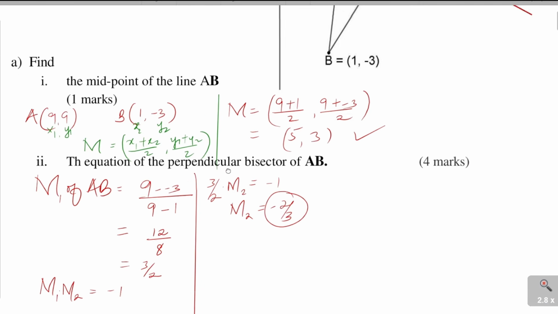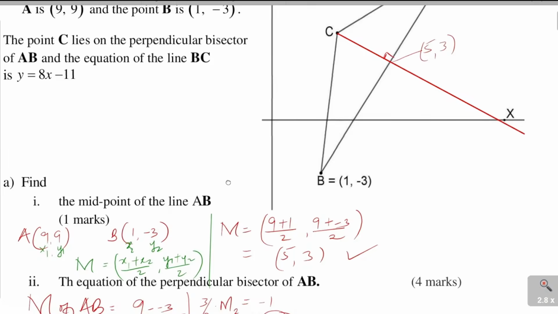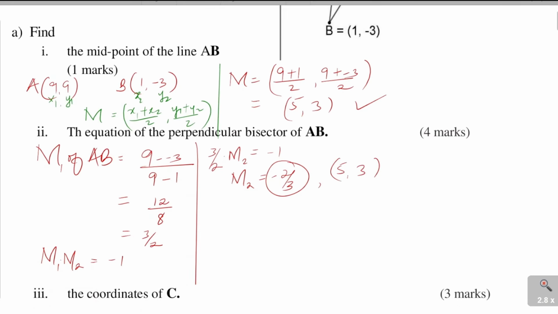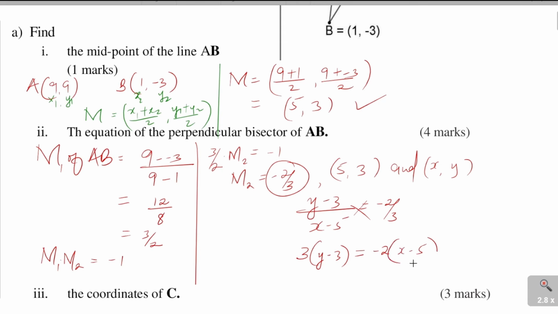Now the equation of that perpendicular bisector: we have a point where it passes, that is (5, 3), and we have the gradient as -2/3. To get the equation, you simply introduce another general point on that line, (x, y). The gradient, obtained by (y - 3) divided by (x - 5), should be -2/3. So cross multiply: 3 multiplied by (y - 3) equals -2 multiplied by (x - 5), which gives 3y - 9 = -2x + 10.